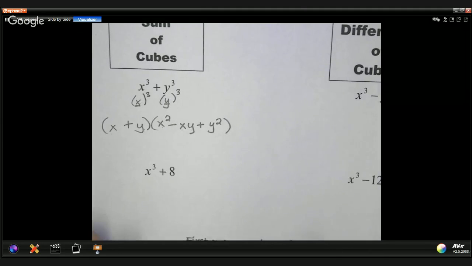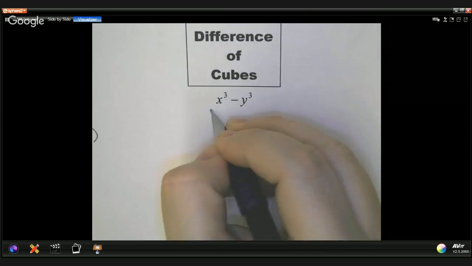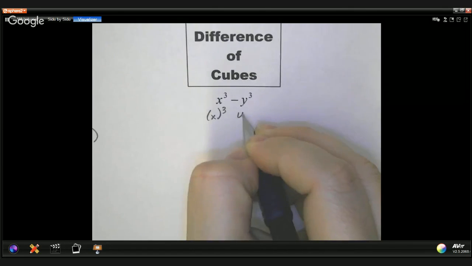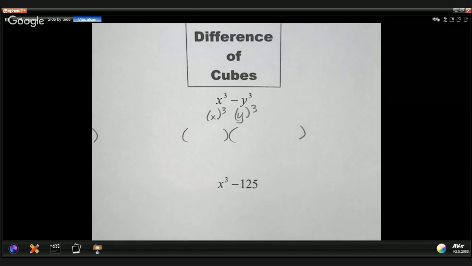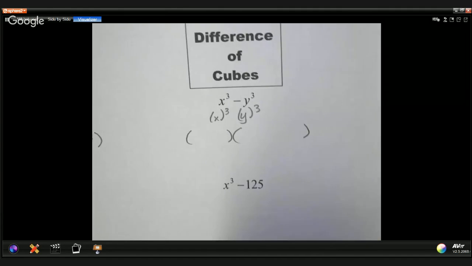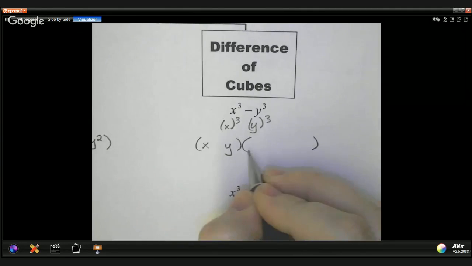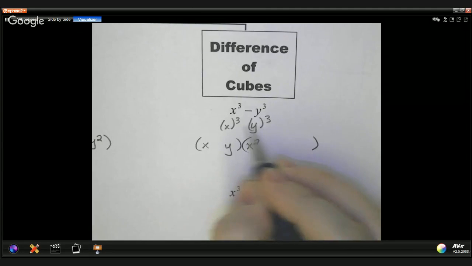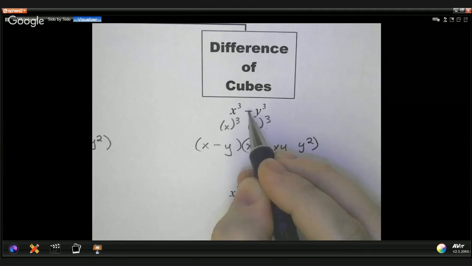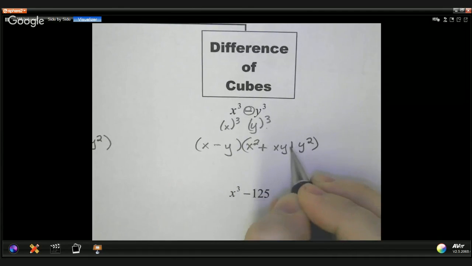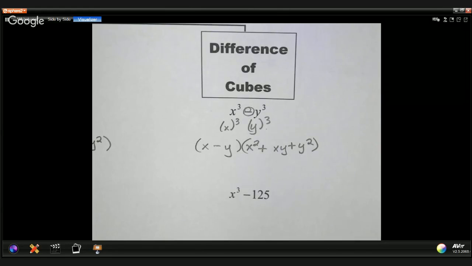So again, let's look at the difference of cubes. My first one is x, and my second one is y. So it's a binomial times a trinomial. When I say first one, for this problem, I'm going to write x. When I say second one, I'm going to write y. So first one squared, first one times the second one, second one squared. First sign's the same, second sign's not, last sign's always plus, and here's what you got.